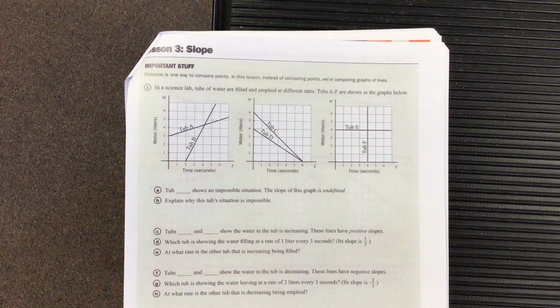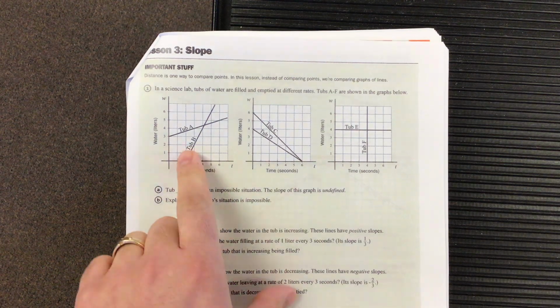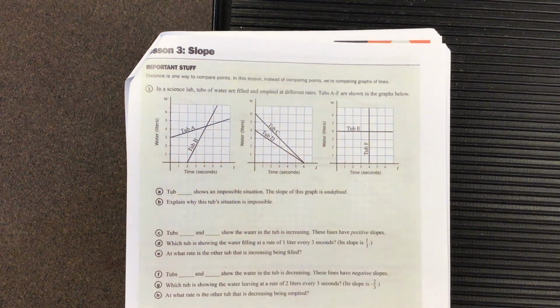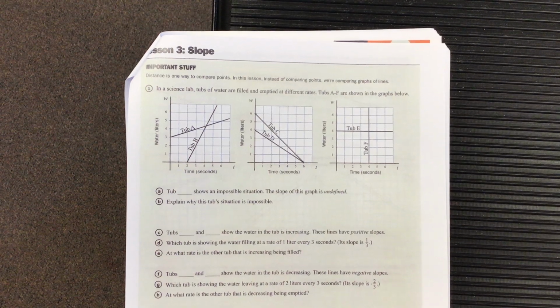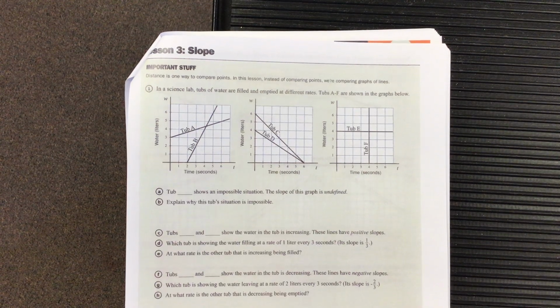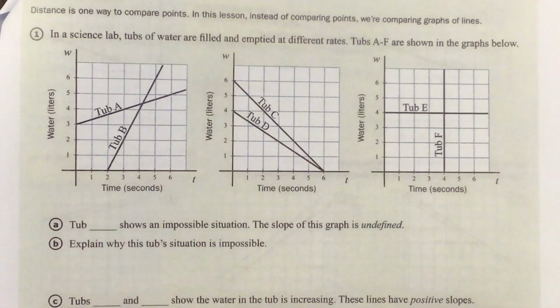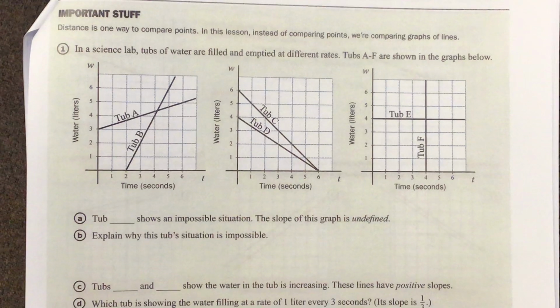It says distance is one way to compare points. In this lesson, instead of comparing points, we are going to compare graphs of lines. So let's look at number 1. In the science lab, tubs of water are filled and empty at different rates. Tubs A through F are shown in the graphs below. So you can see tub A, B, C, D, E, F. Tub blank shows an impossible situation. So out of those 6 tubs, which one is impossible?